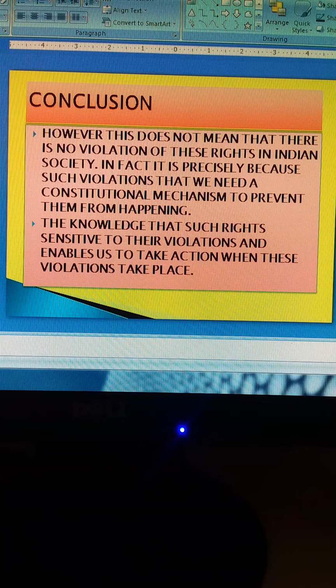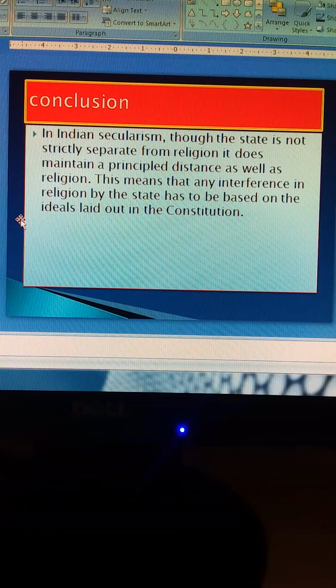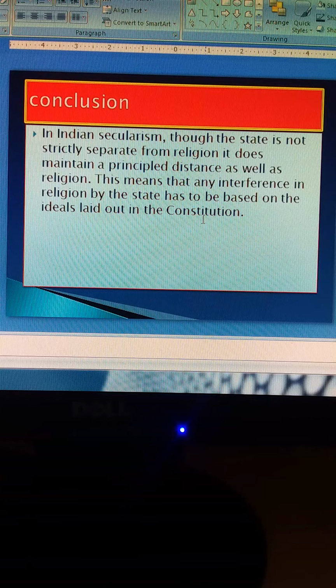Next is the concluding part. In Indian secularism, though the state is not strictly separate from religion, it does maintain a principled distance from religion. It means that any interference in religion by the state has to be based on the ideals laid down by the constitution. So they can interfere in religion. If any violation, any problem based on religion is happening, they can interfere, but that should be based on the ideals laid down by the constitution, that is, all the rules and regulations constituted by the constitution.